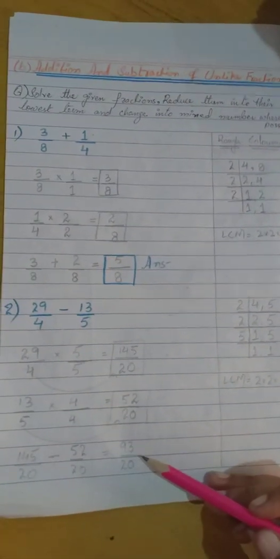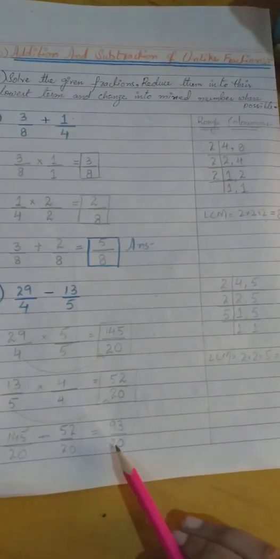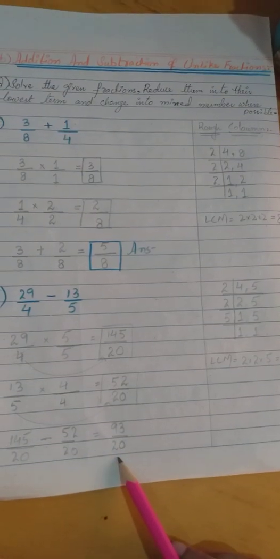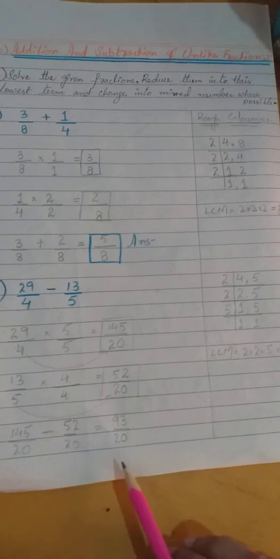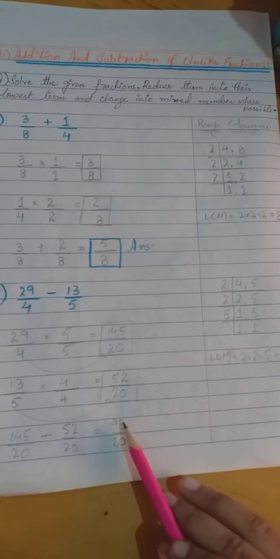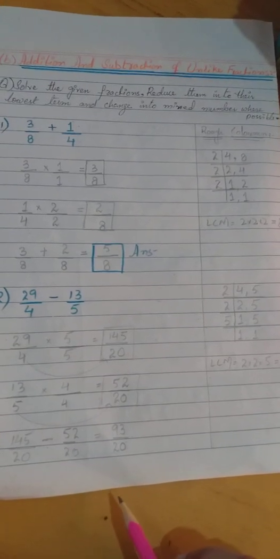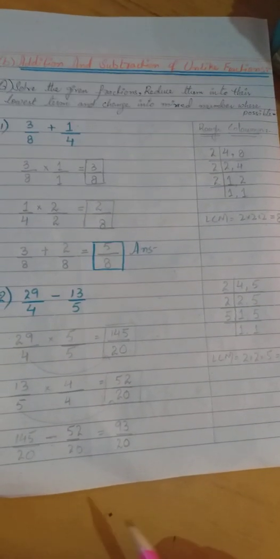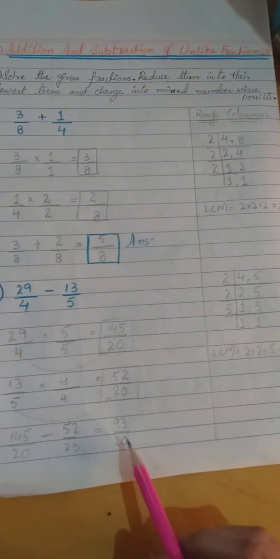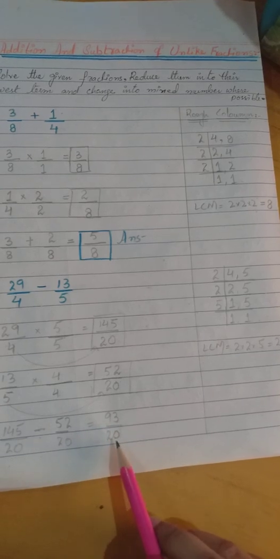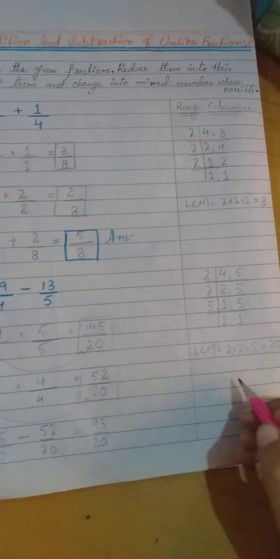Now we have 93 upon 20. Now we will check, can we reduce this fraction 93 upon 20 into the lowest term. Here, students, 93 upon 20 cannot be reduced further because it is already in its lowest term, because 93 and 20 cannot come in any single table, or you can say we cannot have any single divisor that can divide 93 and 20 together. So it is already in its lowest term, but as it is an improper fraction, we can convert it into a mixed number by dividing.